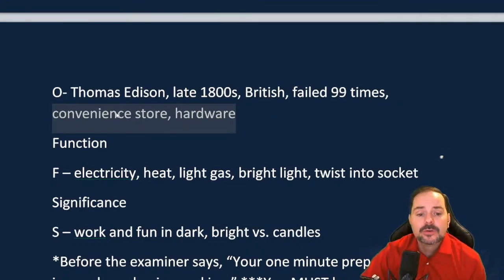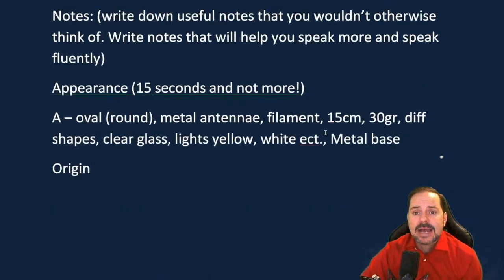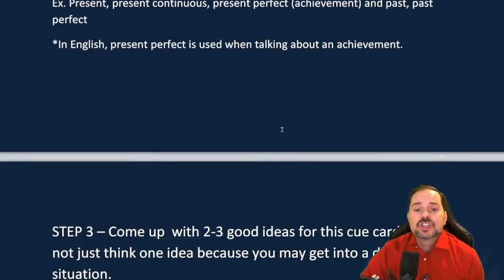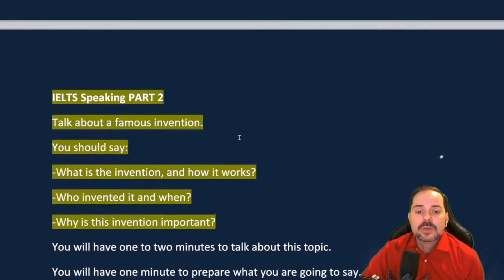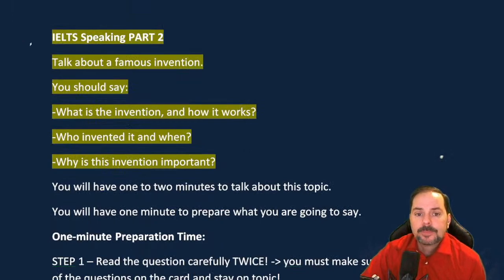That's very good. Okay, so this is what you want to practice. All right, students, check it out. So again, here's the original cue card question. IELTS Speaking Part 2. Talk about a famous invention. You should say, what is the invention and how it works? Who invented it and when? Why is this invention important?